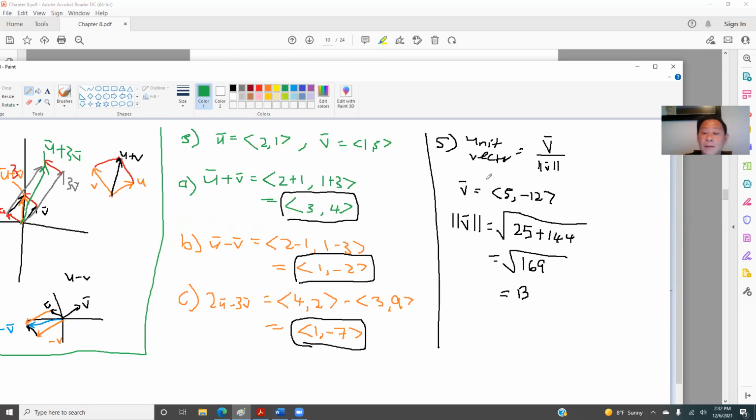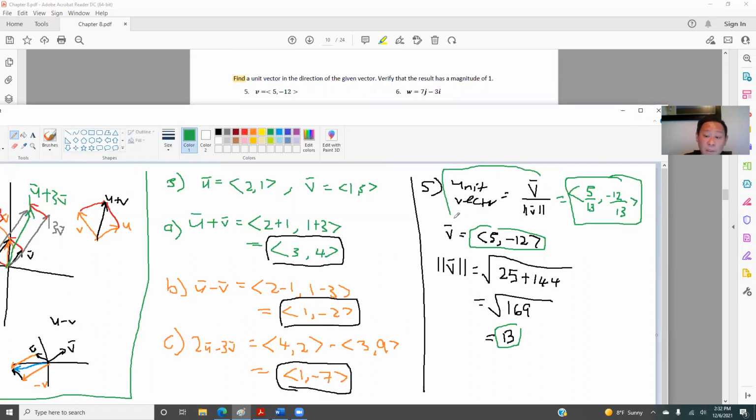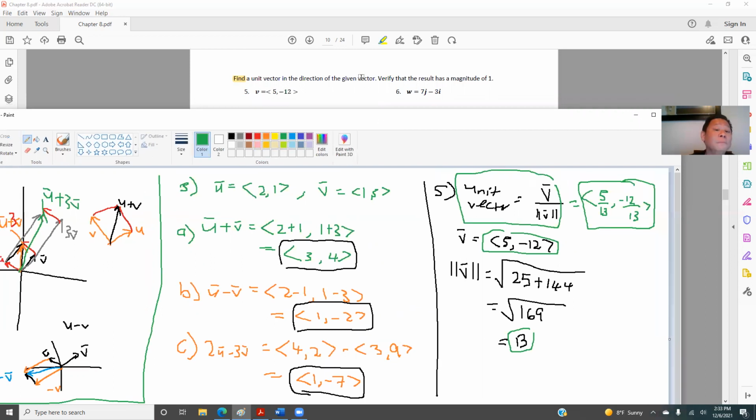So now we just plug the vector v that we have here, and the magnitude 13, into this formula. So you will get 5 over 13 and -12 over 13. So this is what we call the unit vector. So it's not too difficult if you do this. Again, the unit vector formula is given to us by this formula, and you cannot switch it around.